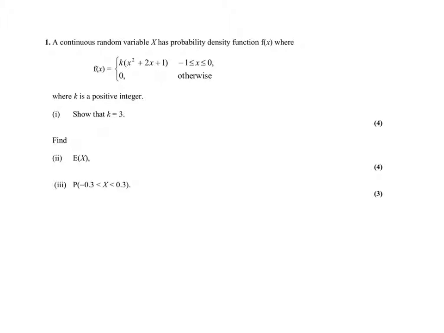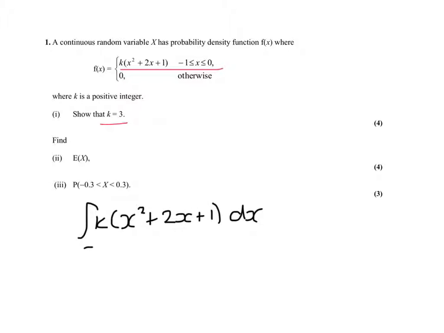S1 test 2. So we have a continuous random variable, and there's some important features we have to note in this. The formula is only true for the range -1 to 0, otherwise probability is 0. In the first part we're asked to show that k equals 3. Well, we're going to use the fact that the sum of all probabilities, so the integral of k upon x squared plus 2x plus 1 with respect to x from -1 to 0, is 1.